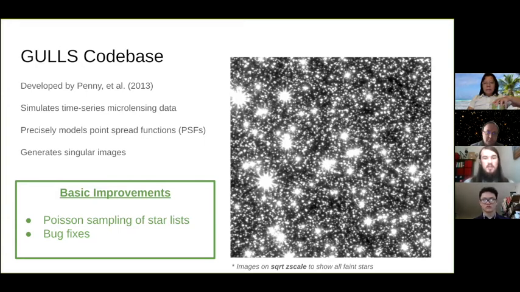One of the key features of it is that it can precisely model point spread functions of the incoming light based on the physical attributes of the detector. So when a photon hits it, how do all the surrounding pixels read out that electrical value?